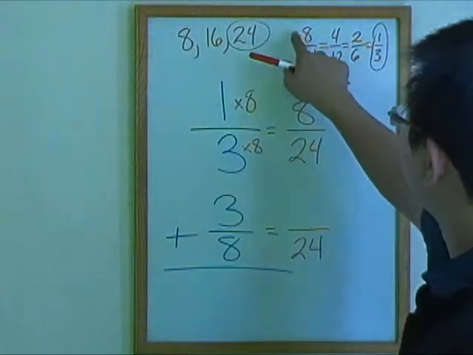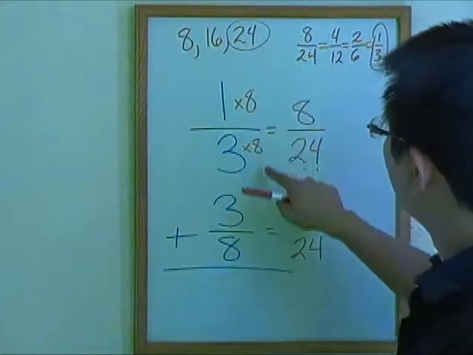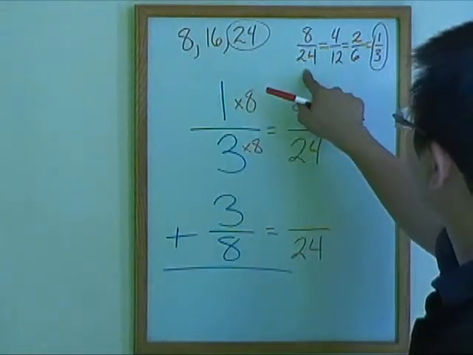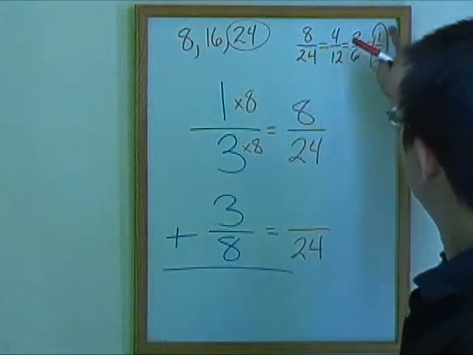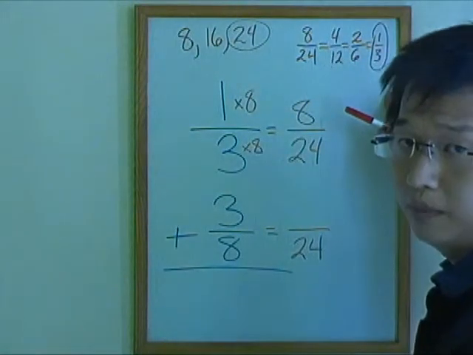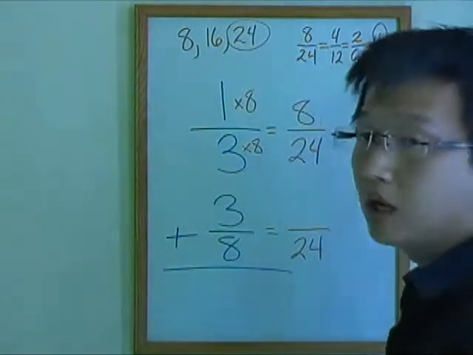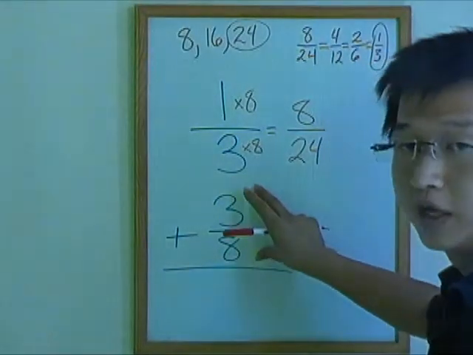All we wanted to do was make sure that the fraction we came up with, this one right here, came out to equal 1 over 3. Okay? Great. So now we're going to go to the bottom fraction, 3 over 8.